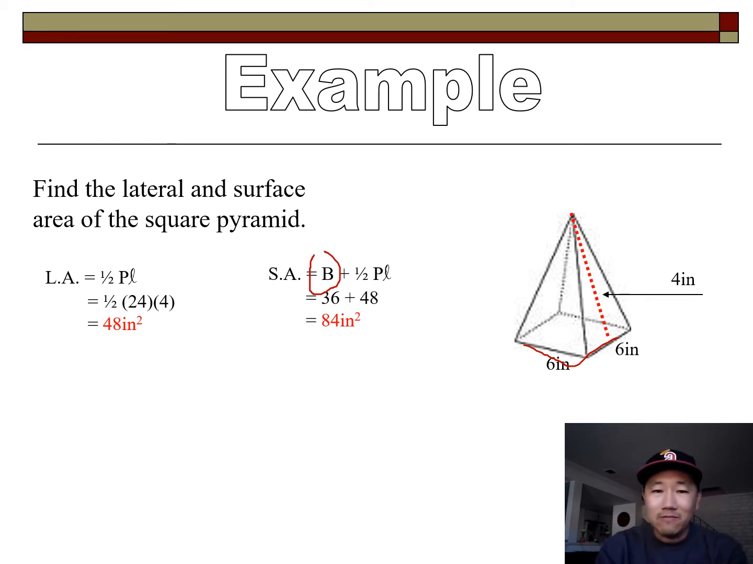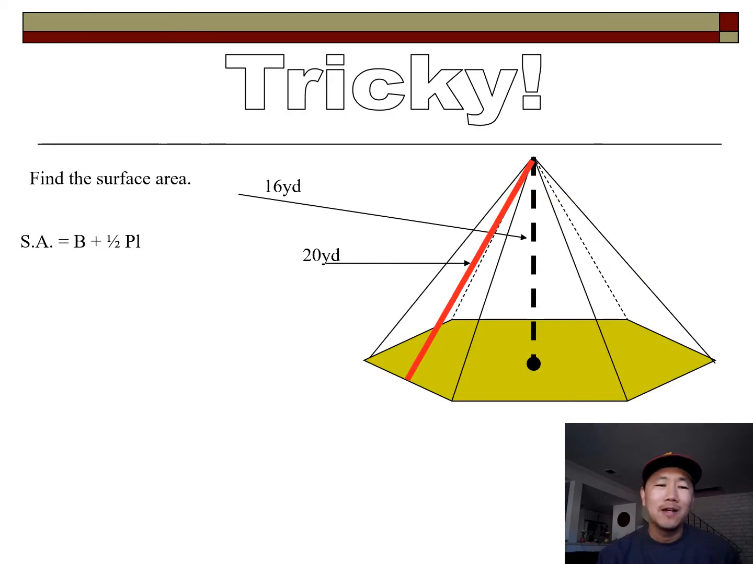Let's bump up the level of difficulty and jump to a pretty difficult one. Let's do a tricky one. Here we have a 1, 2, 3, 4, 5, 6, six-sided base that is a hexagonal pyramid. They tell you the height, the distance straight down, 16 yards. They tell you the slant height, the thing that you would slide down the side of the pyramid, 20 yards. You now have to find the surface area.